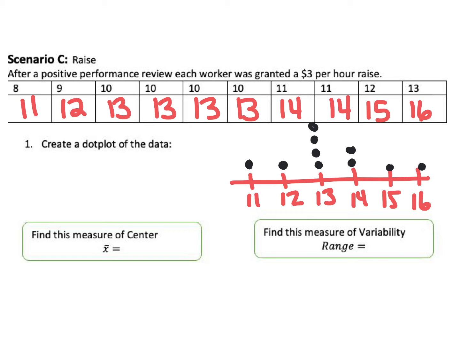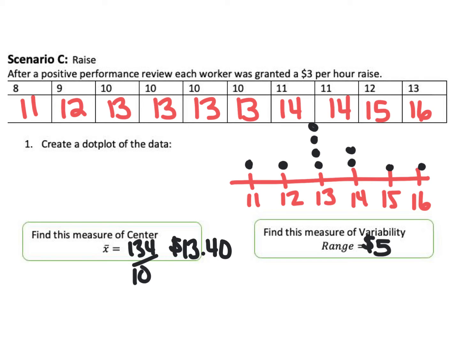I'm going to find my center. So the sum of my data is 134, divided by 10. So my new mean is $13.40. And my range, 16 minus 11, would be $5.